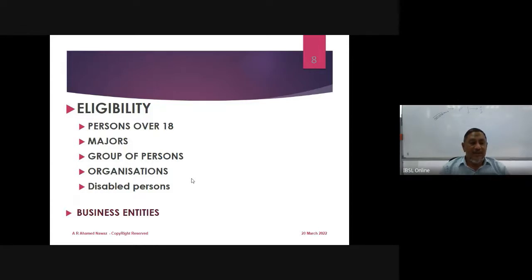Right? Disabled means physically disabled or audio-visually disabled. There are certain other categories too. They are also entitled to open an account. But there are certain people who are not eligible to open accounts. Who are they? They do not have legal contractual capacity. Who are they? Yes, those below 18 years, minors; according to the law, they have no contractual capacity. They cannot open accounts.